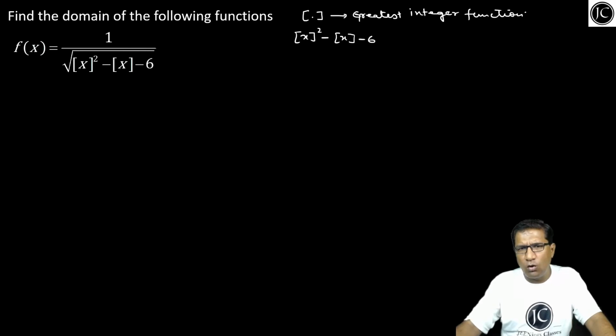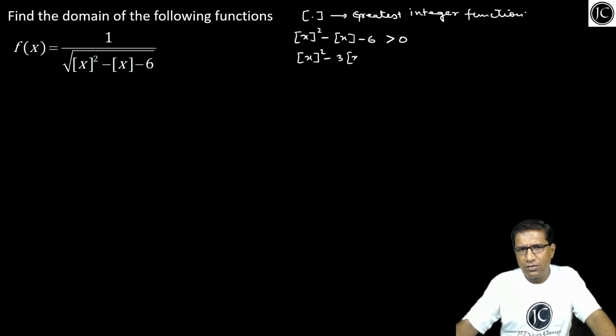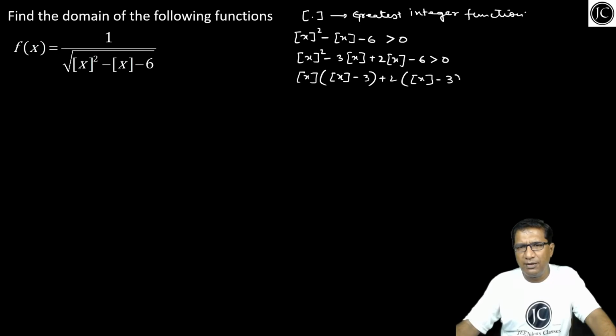रूट के अंदर जो भी है इसको 0 से ज्यादा होना पड़ेगा, right? To define the function. इसको अगर हम factorize करें तो क्या मिलेगा? What we are going to have? So यहाँ से [x] common लो, [x] minus 3. This is all we know. Pretty simple thing. बहुत ही simple है.